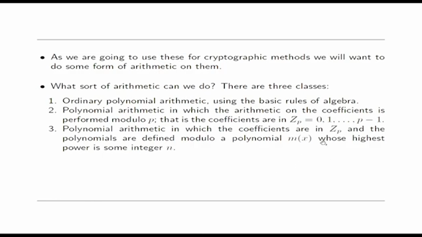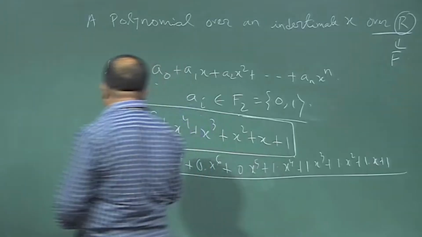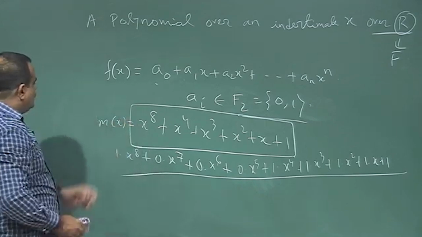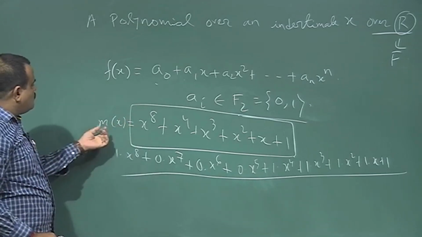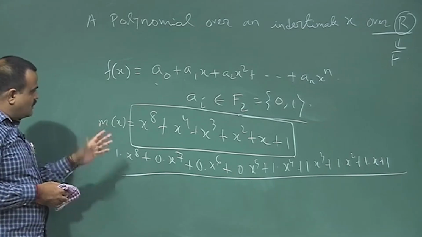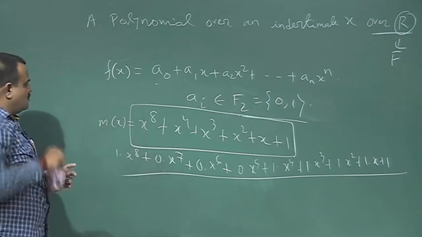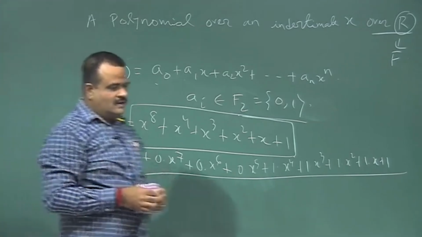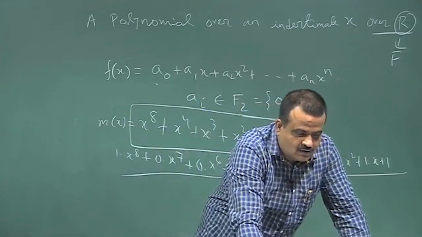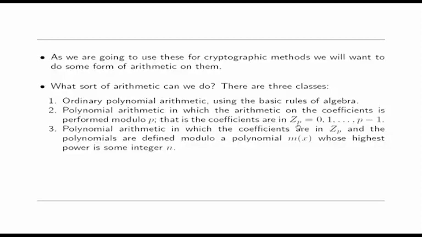So, we take a polynomial m(x), which is typically an irreducible polynomial. Then we consider all polynomials mod m(x), basically. So, that set. We have to define those issues in our polynomial arithmetic class. The coefficients are coming from Zp. So, if p is 2, it is coming from Z2, 0 and 1.